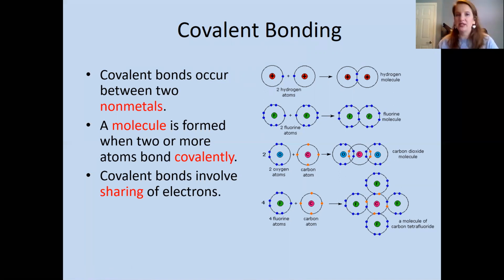You can see in these pictures here, though, that the electrons are shared in between the two nuclei, allowing each nucleus to have 8 total valence electrons to get that stable electron configuration that we've been talking about. Here in the CO2, you can see that they share 2 pairs of electrons between the carbon and each oxygen.